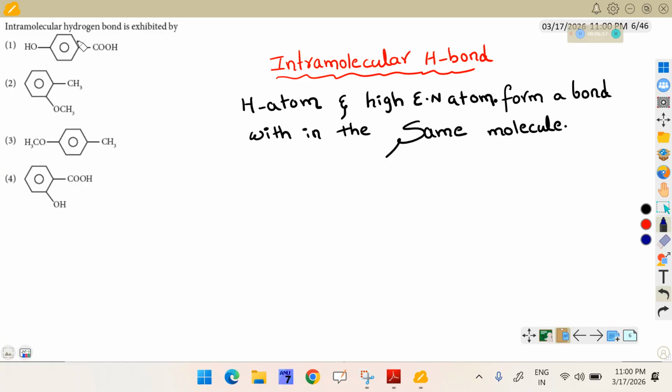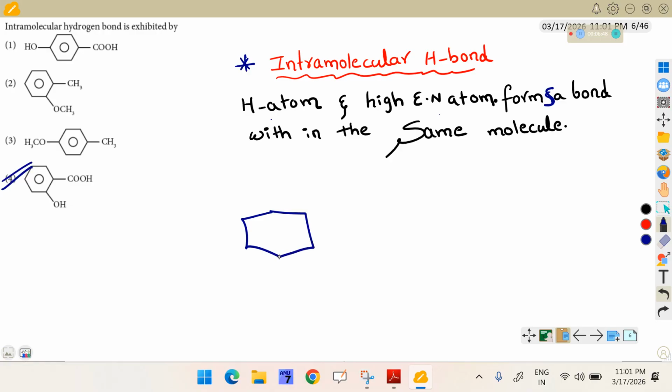The next question is, intramolecular hydrogen bond is exhibited by. What is intramolecular hydrogen bond? A hydrogen atom and a highly electronegative atom form a bond within the same molecule. So the correct option is the fourth option.